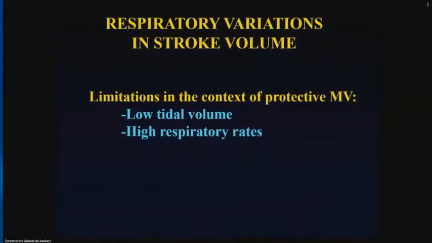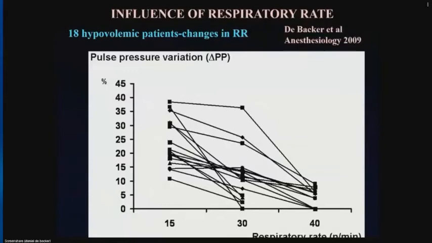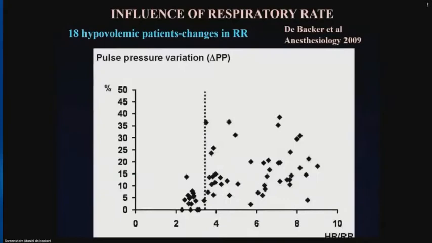High respiratory rates are also a way to unfortunately lose the predictive value. Here, without changing the I to E ratio, we changed the respiratory rate from 15 to 30, and several patients already at 30 have no more pulse pressure variations, and of course these were totally lost at 40. So when we increase the respiratory rate, we may unfortunately lose the prediction of the response to fluid using these tests. And this is perhaps dependent on the heart rate also. What we found is that with a heart rate to respiratory rate ratio above 3.6, we have a very good prediction of the response to fluid. Below, we lose it completely.